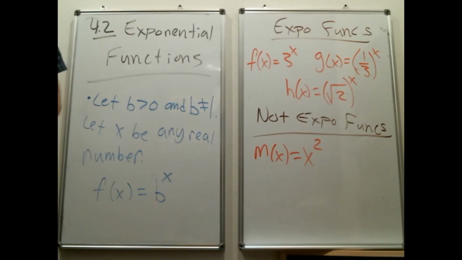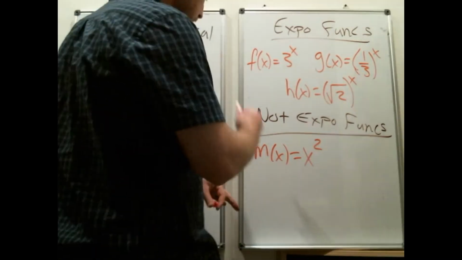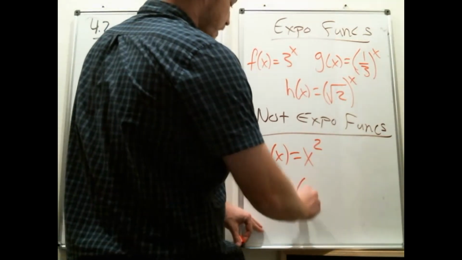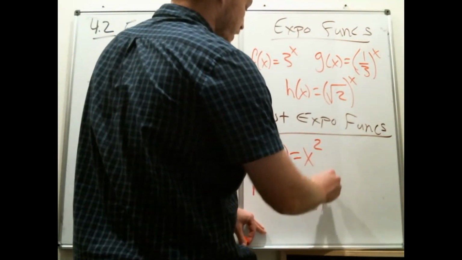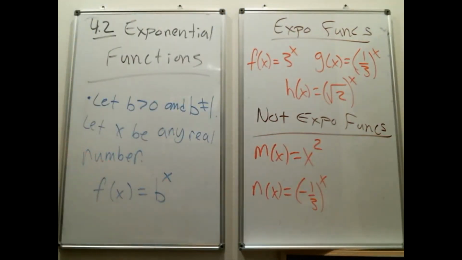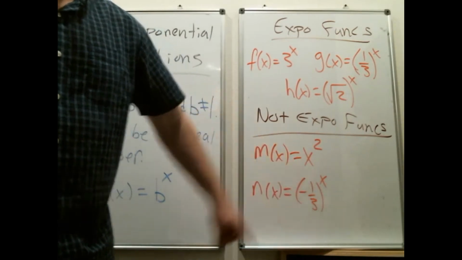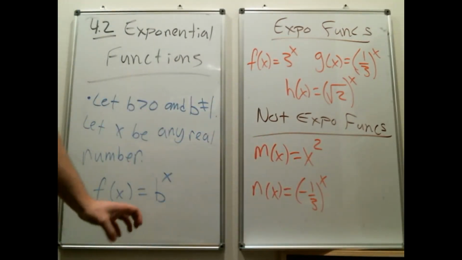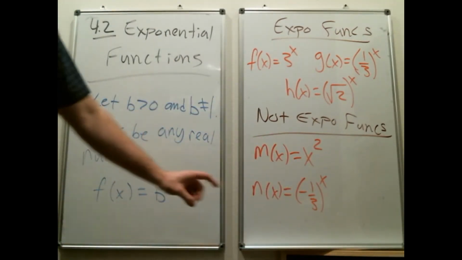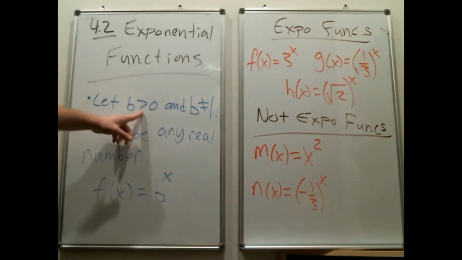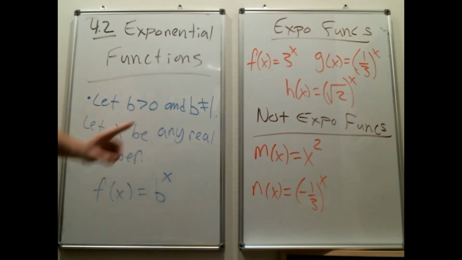We kind of talked about this already, but we'll call this one n of x, negative 1/3 to the x power. Now the difference here is our exponent is the variable, it's x, so that's fine, but you have to focus on the base. That base is negative 1/3, which is not greater than 0. So that means it's not an exponential function.